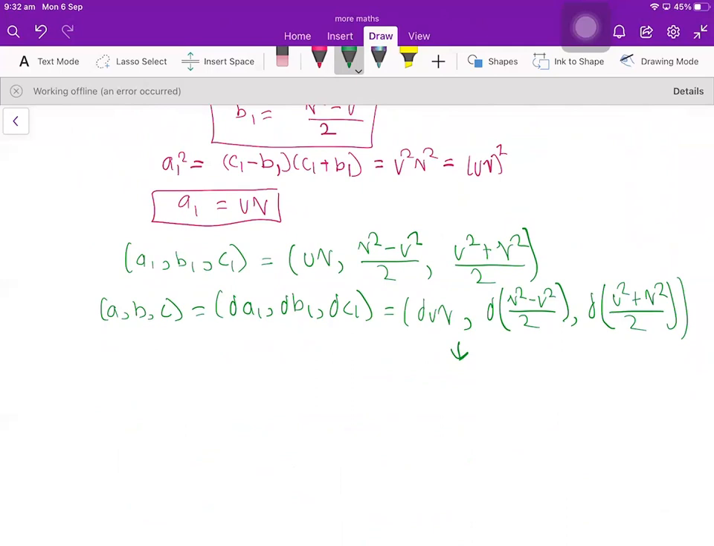And the second case is actually quite similar. So the last case is when A1 is even and B1 is odd. And in fact, using symmetry, it turns out it's almost the same as this case, except the expressions for A and B are switched around. So we'll have d times v squared minus u squared over 2 and duv, and C is still the same.